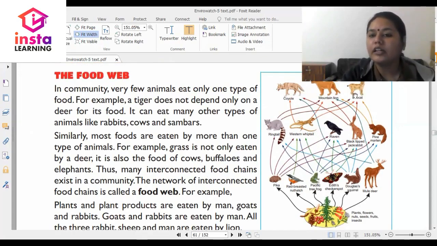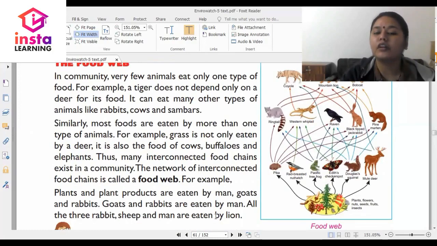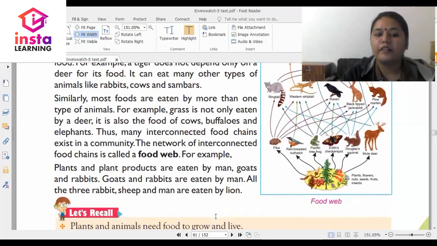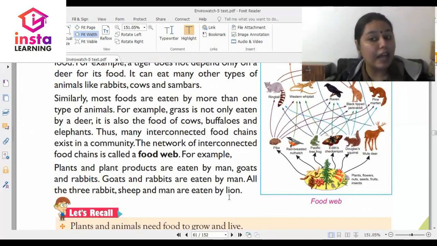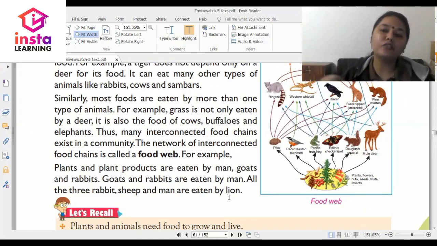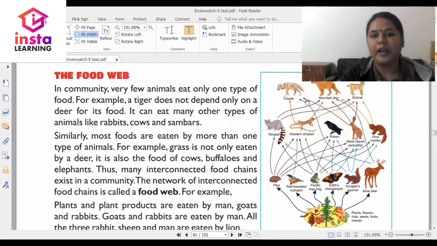So these are all interconnected food chains. And the network of these interconnected food chains is called a food web. For example, plants and plant products are eaten by man, by goats, rabbits. Goats and rabbits are eaten by man. All the three, rabbit, sheep, and man, are eaten by a lion. So you see how many food chains are coming together, and this forms a food web, right?